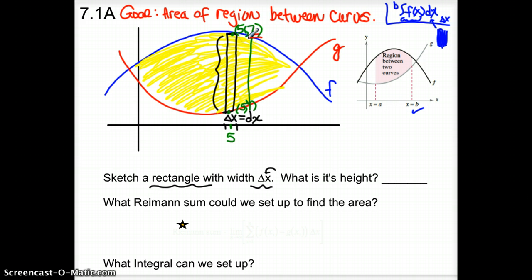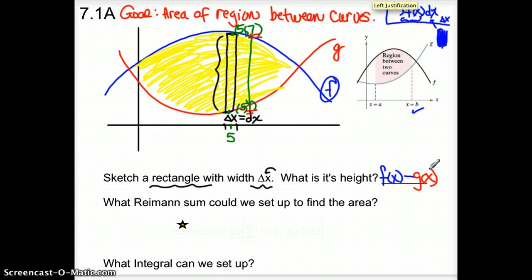Well, how do we write that with the functions? Well, what we do is we take the upper function's y value and subtract the lower function's y value. Well, my upper function up there is the blue one, which is f. So it would be f of x minus the red function, which is g of x. And that would give me the height of the rectangle.